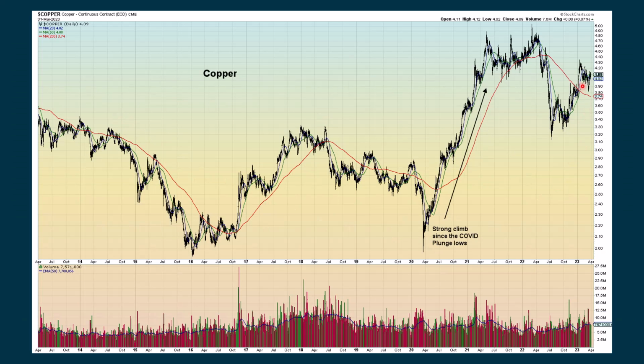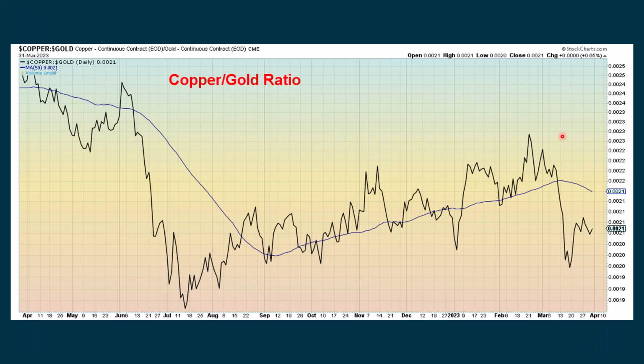Copper is still in an overall uptrend, but it's been pretty much chopping sideways. We keep a close eye on copper since it's a barometer of the economy. When copper's going up, that's usually better for the economy going forward. When it's going down, just the reverse of that. The copper to gold ratio, gold's been really doing quite well lately, so copper has been starting to underperform.